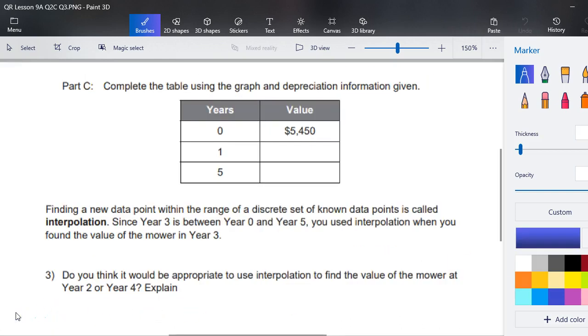This is a good time to hit pause again and complete part C by yourself, as well as question 3 and question 4. At least go ahead and do part C and then come back and let's do it together.